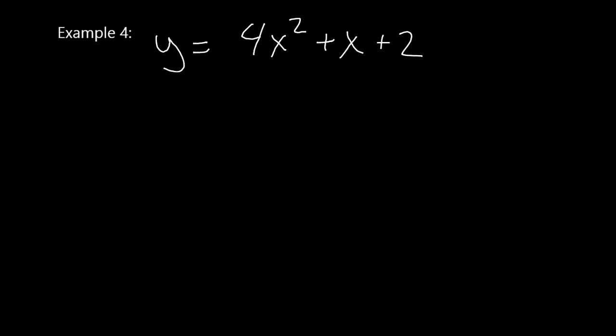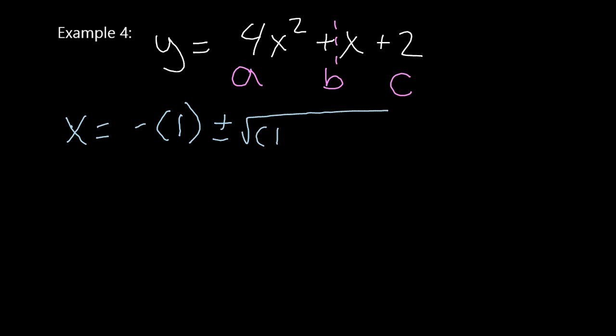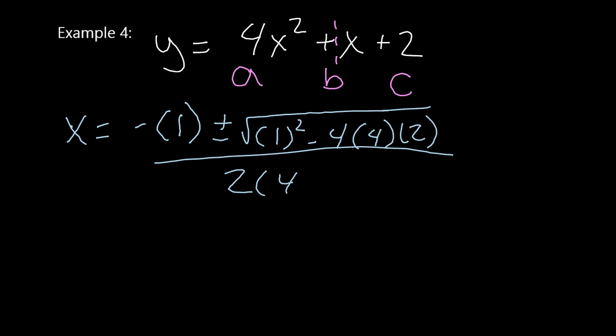Example 4. We're going to start by labeling our A, B's, and C's. So A is 4, B is 1, and C is 2. So our formula is x equals negative b, b is 1, plus or minus the square root of b squared minus 4ac, all over 2a.